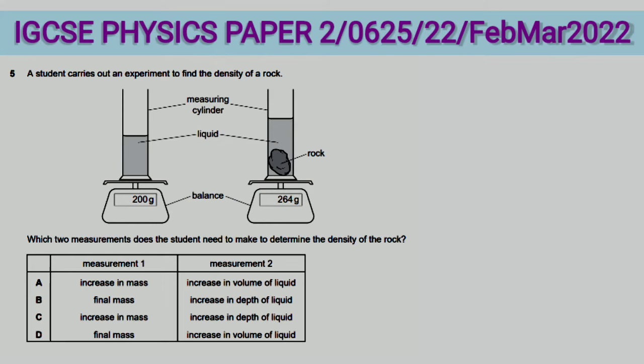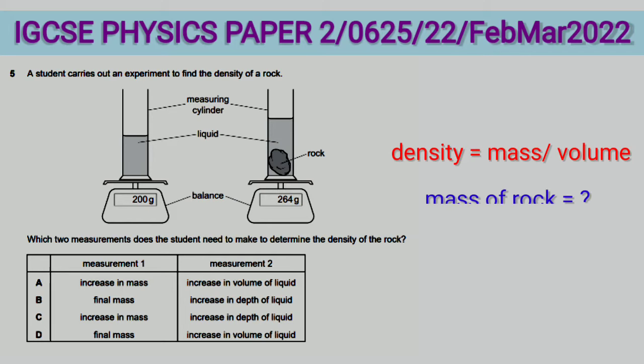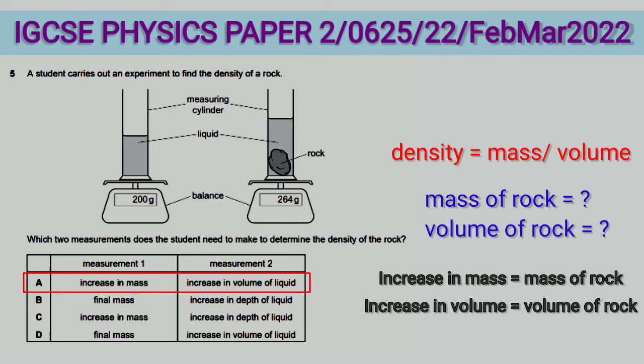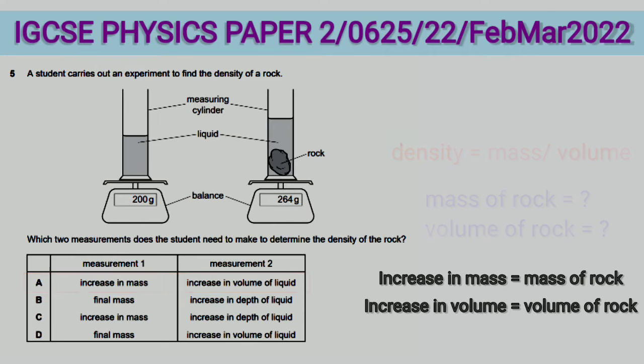A student carries out an experiment to find the density of a rock. Which two measurements does the student need to make to determine the density of the rock? We know density is equal to mass upon volume. To find density, we need the mass of the rock and the volume of the rock. So the increase in mass will be the mass of the rock and the increase in volume will be the volume of the rock. So option A is the correct answer. The student will need the increase in mass and increase in volume to find the density of the rock.